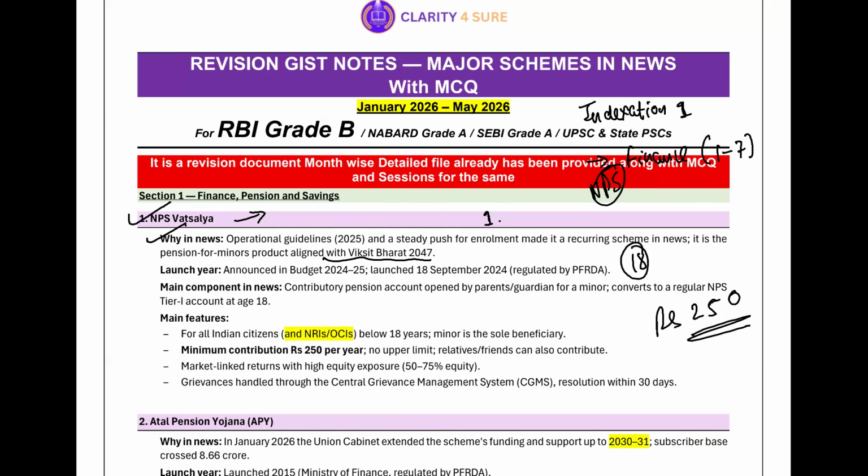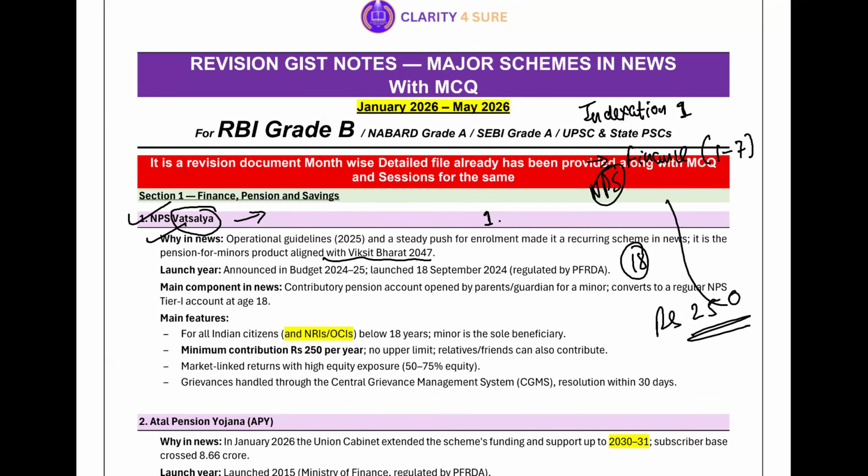So it is under the Ministry of Finance, ये clear हो गया. Regulated by PFRDA, ये clear हो गया. What is this scheme? वात्सल्य का meaning clear हो गया. वात्सल्य मतलब on behalf of child, right? Parents will open the account, minors के लिए है, and ये 18 years के बाद normal NPS में convert हो जाएगा. Minimum contribution क्या है? ₹250. Is it clear?